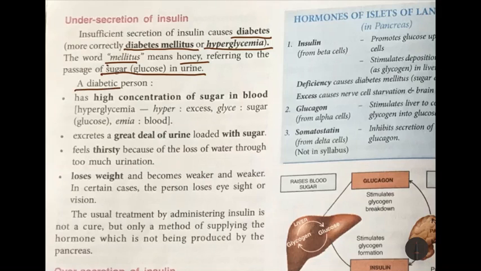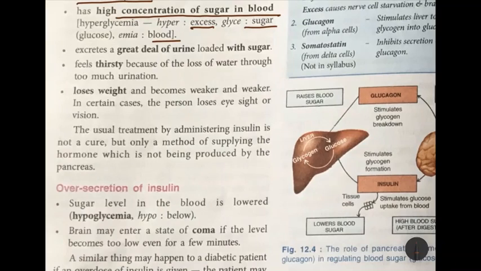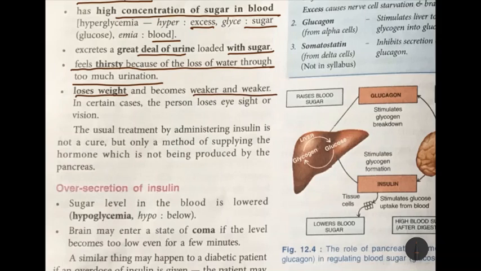So a diabetic person has high concentration of sugar in blood. Hyper means excess, glyco means sugar, emia comes from blood. And a diabetic person also excretes a great deal of urine loaded with sugar. Lots of sugar is dissolved in the urine, and because continuous urination is caused due to diabetes, the person feels thirsty because of the loss of water through too much urination, loses weight and becomes weaker and weaker. And sometimes in certain cases, the person loses eyesight or vision.